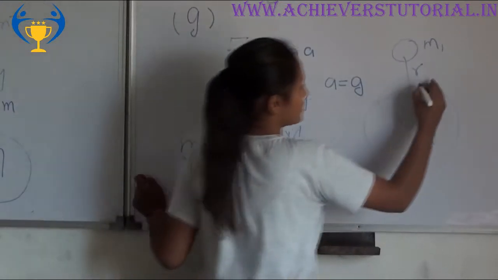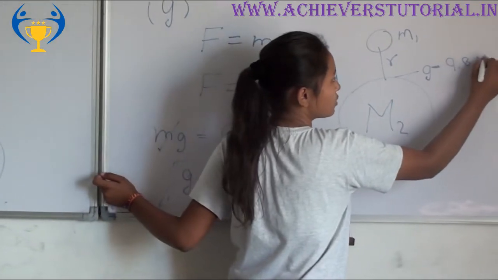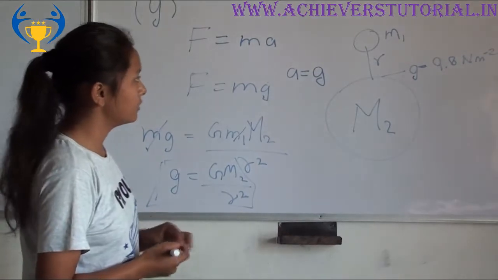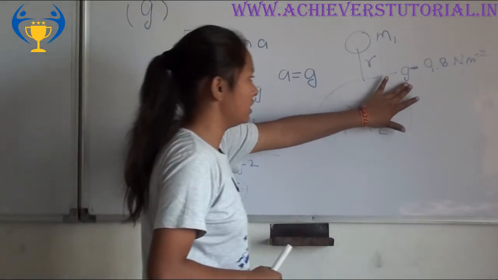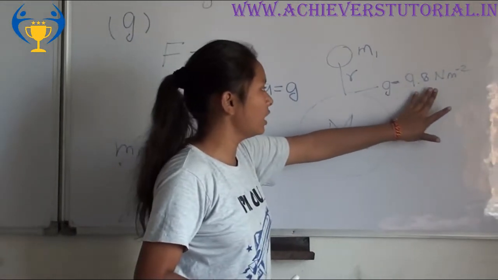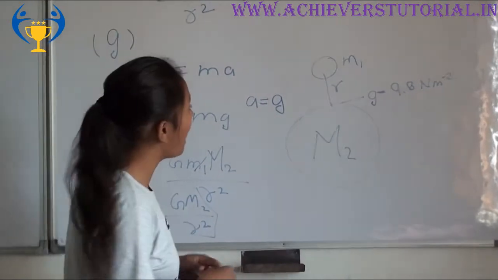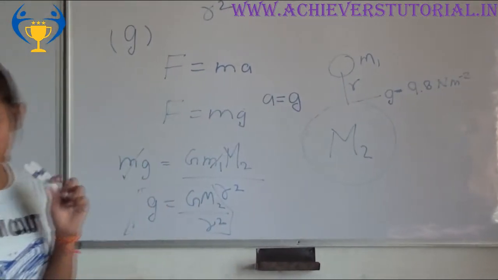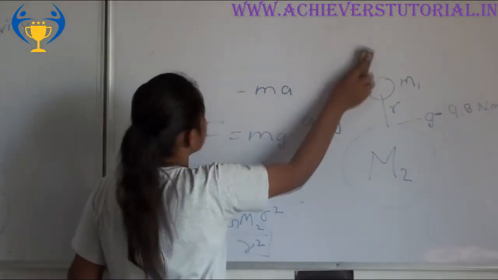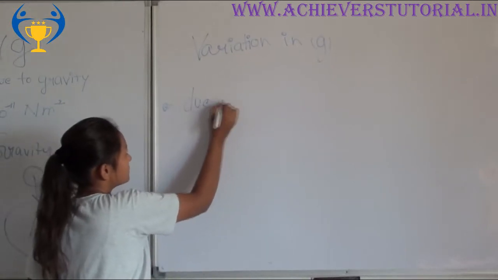As we know, at the Earth's surface, the value of g is 9.8 meters per second square. There are many variations of g on our Earth. On the surface, the value is 9.8, while going outside or coming downside, there are many variations in g. Now we will talk about the variations in g. First, due to height.